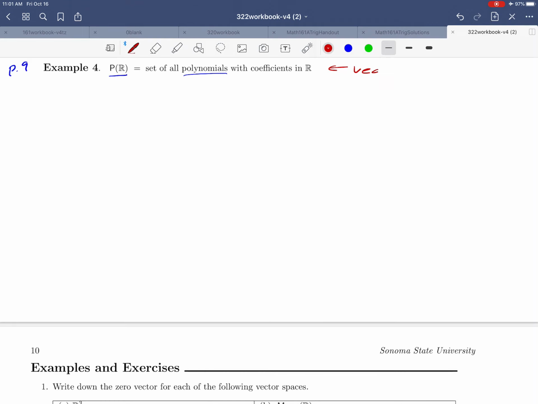Turns out that this is a vector space, and we need to explain what we mean by addition and scalar multiplication in this set that we're talking about. Okay, so this will be a nice opportunity just to review what a polynomial is. So a typical polynomial would have this sort of form. This would be a so-called nth degree polynomial, provided that the coefficient an is non-zero.